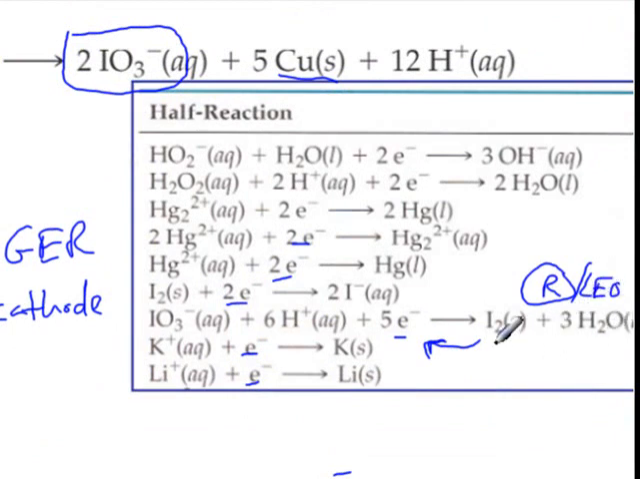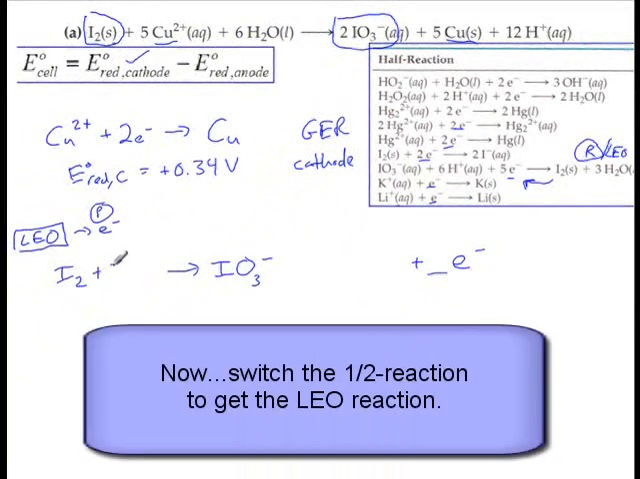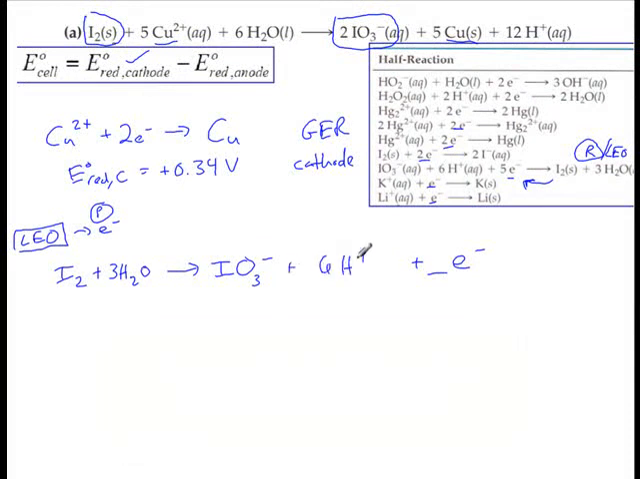There's iodine, there's water, and there is the iodate ion here. And so I see that iodine is going to be paired up with 3 water molecules. The iodate has 6 protons, and then I have 5 electrons being kicked off here. And this is really all I need to be able to figure out the EMF for this particular cell.